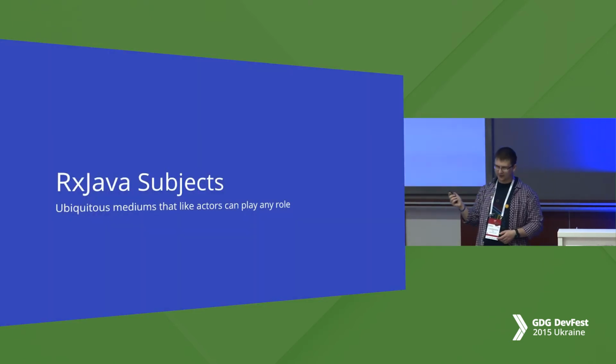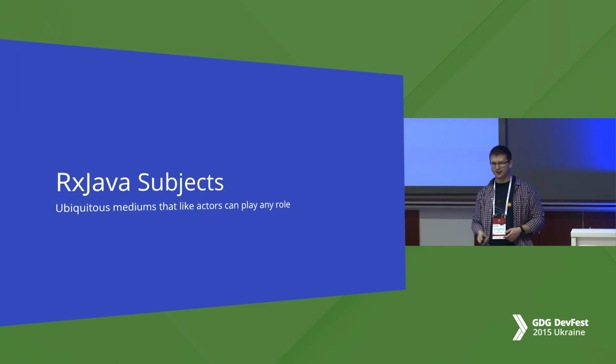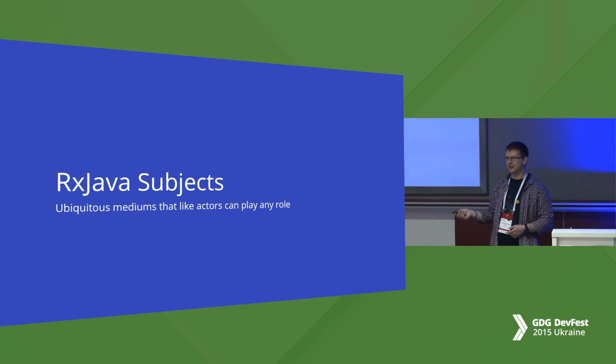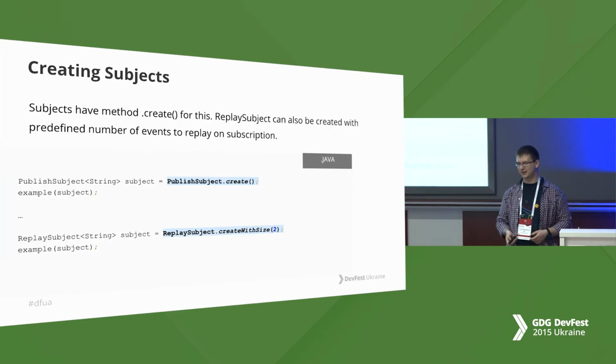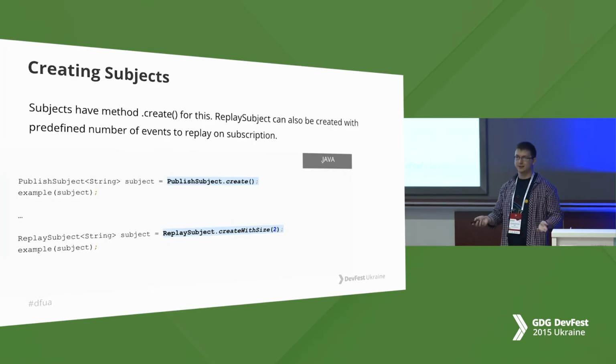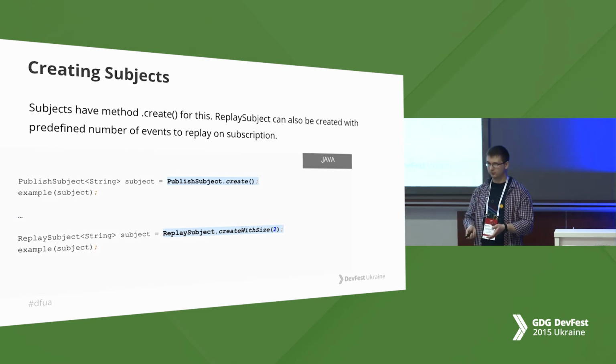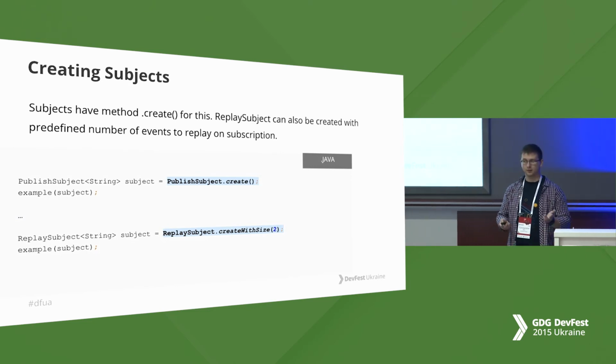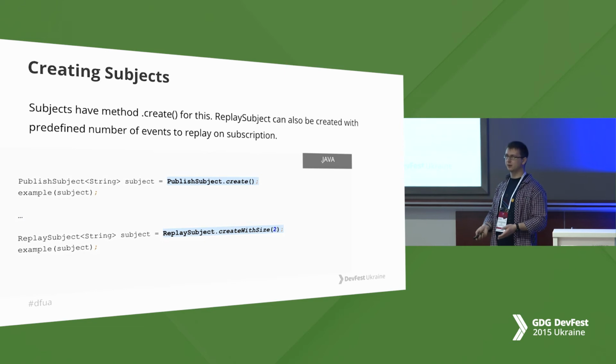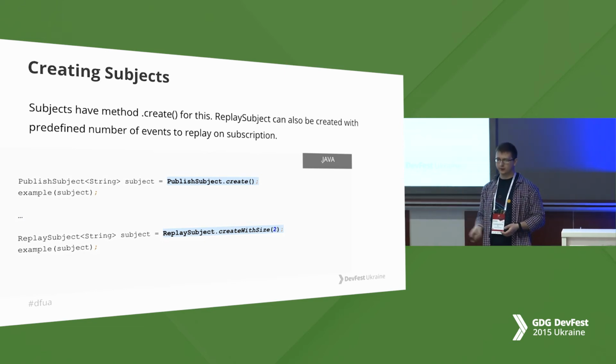Subjects. These ubiquitous mediums act like actors and can play any role. They're really fine. They are created the same way as an observable. So they're sources, but by the way, they can also act like listeners, observers. And we can create them with some size. I will show you why.